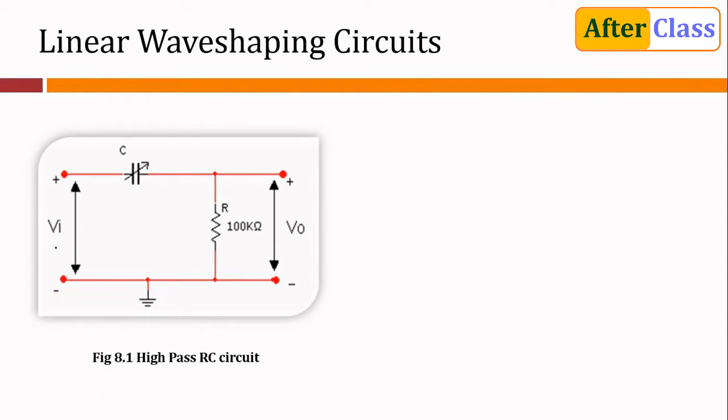You can see here the input is applied across these two terminals, and the output is taken from these two terminals. So if the output is taken across the resistor, it is referred to as a high pass RC circuit. And if I interchange the two components, and take the output across the capacitor and connect the resistor here, then it acts as a low pass circuit. Now the circuit shown in figure 8.1 is the high pass RC circuit.